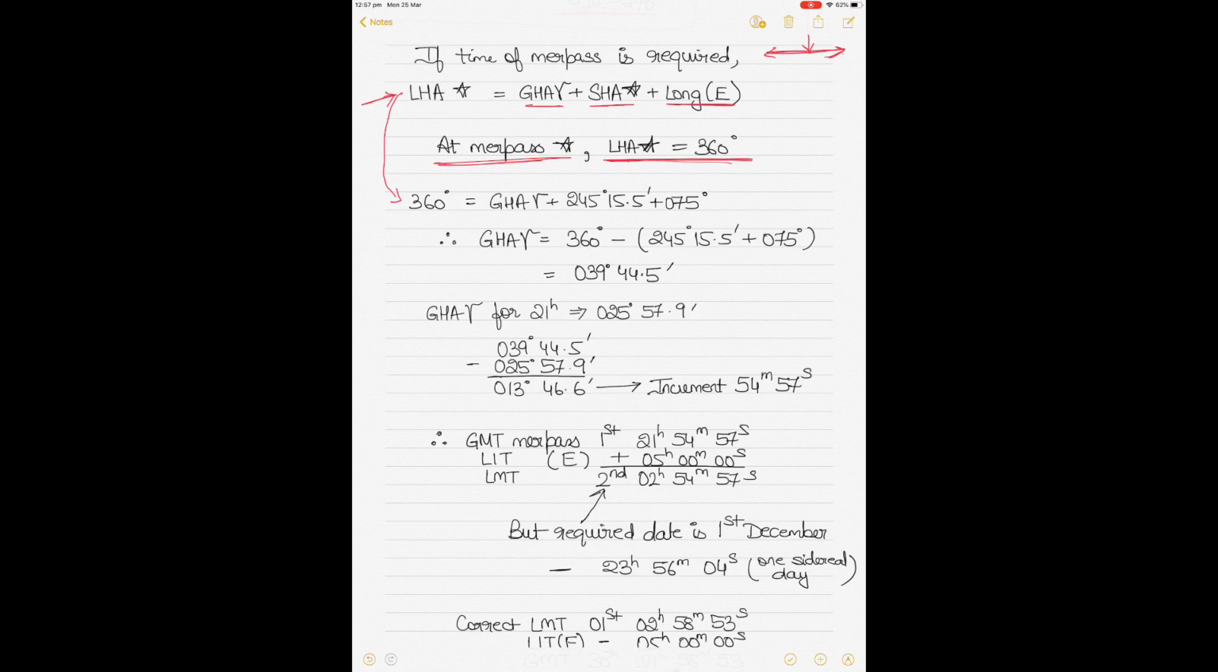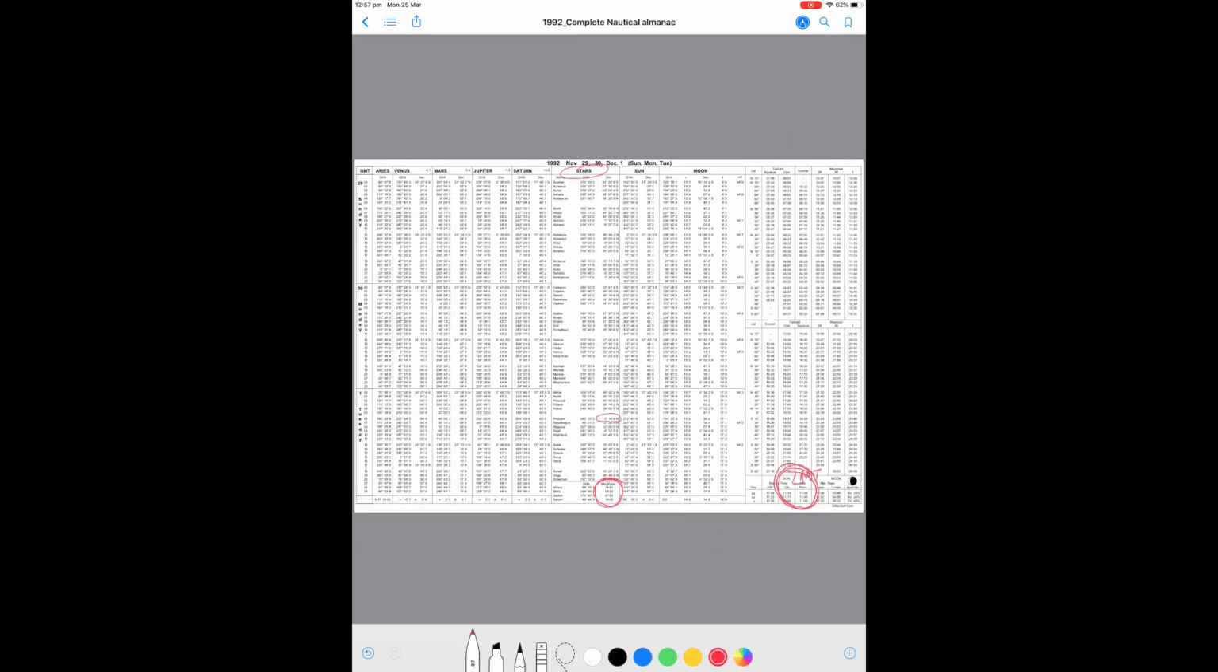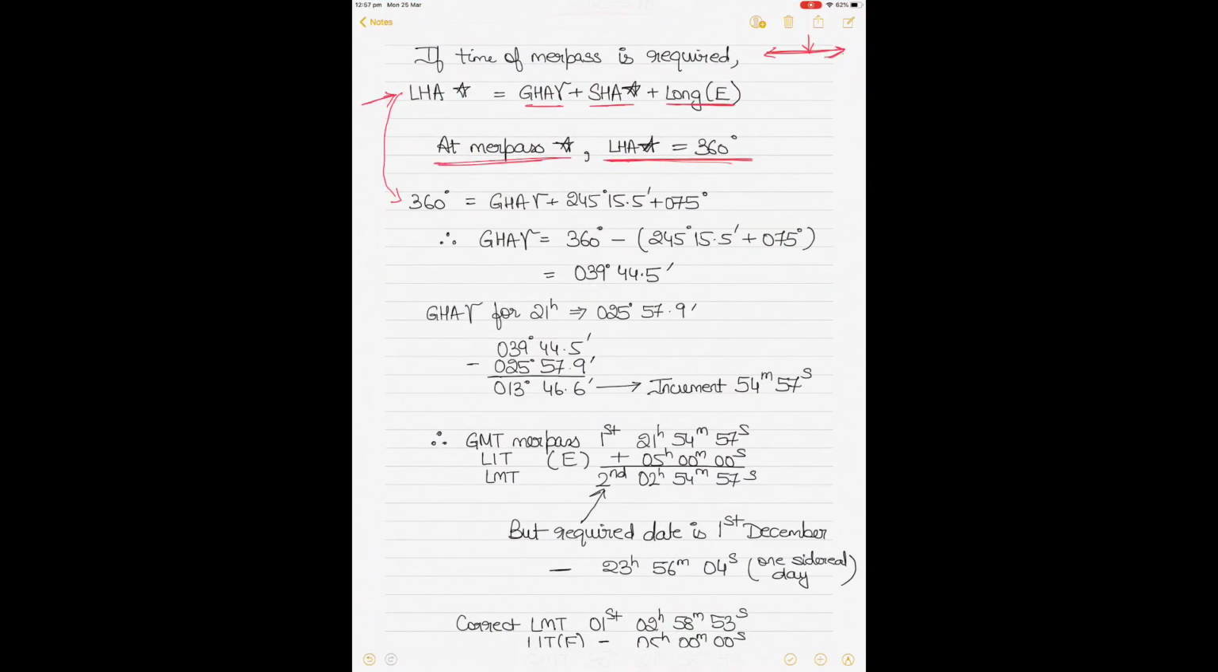Now on 1st December, what is the SHA star that I can get? So on 1st of December, the SHA star of Procyon is 245 15.5, because we are talking about 1st of December, right? That was the date given to us in the question. So I use this SHA star, and I put this here. The longitude is also given to me. Once I have 2 out of the 3 values, I can just add them and then take them onto the other side here and get my GHA Aries by subtracting it from 360, and my GHA Aries is 039 44.5. This is my approximate GHA Aries when the Meridian Passage is occurring.